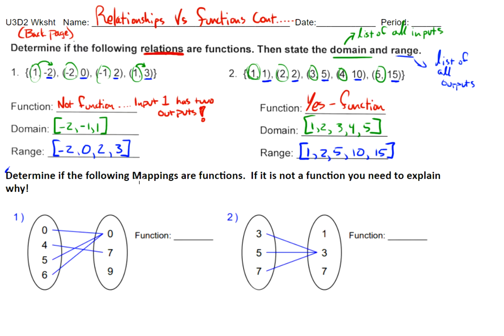Now let's come down to here. Determine if the following mappings are functions. If it's not a function, you need to explain why. So again, every time I check functions, I am checking the inputs. I'm checking to see if they're repeating and cheating. 0 has 1 arrow, 4 has 1 arrow, 5 has 1 arrow, 6 has 1 arrow. So this is yes, a function.